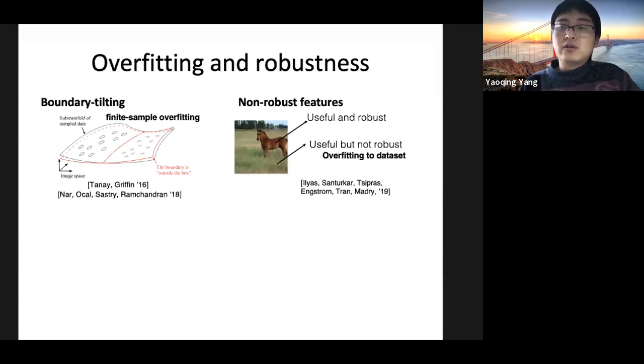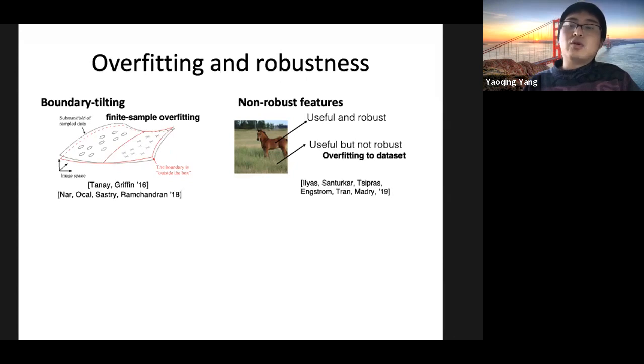Another related aspect is that neural networks often focus on some trivial features that are correlated with the prediction, but are very fragile and non-interpretable. Being fragile means that these features can change easily if there are some perturbations on the data. The authors of this paper, about non-robust features, shown here, call these features the non-robust features.